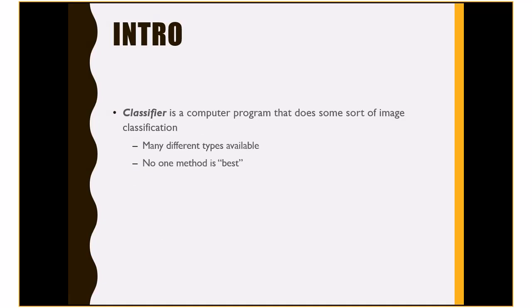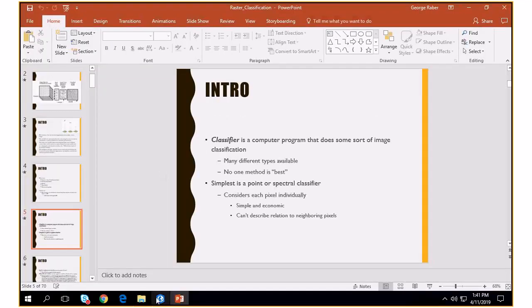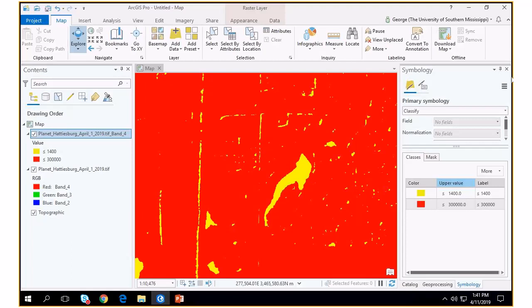All right. So we refer to a classifier as an algorithm that's implemented as a computer program that does some sort of image classification. There are many different types available, and there's no one method that's best, although I will talk about one that's often set up as the standard later today.